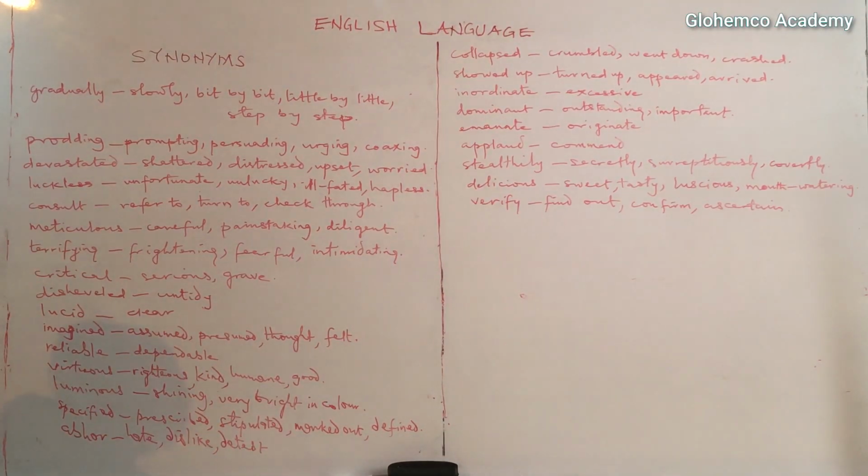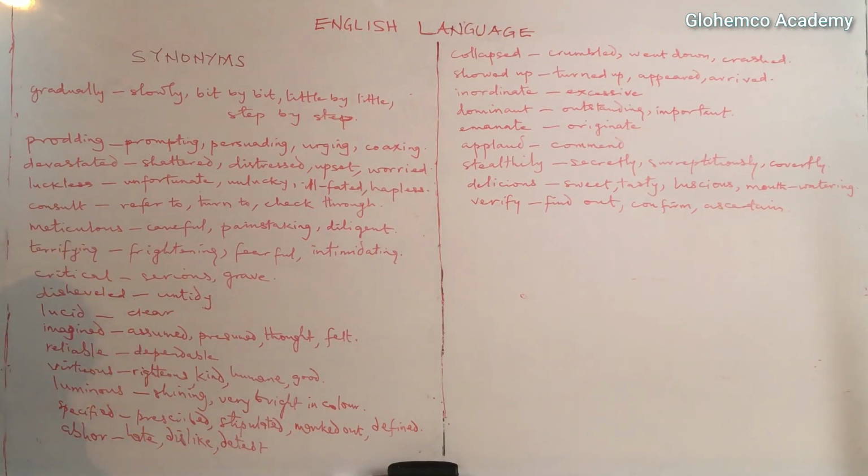So I will advise you to look for more, but let's look at this last set. Now we have gradually, which means slowly, bit by bit, little by little, step by step. Then prodding. When you prod somebody, you just have to do it. Maybe he or she doesn't want to do it. That's what we call prodding. Prodding means prompting, persuading, urging, and coaxing.